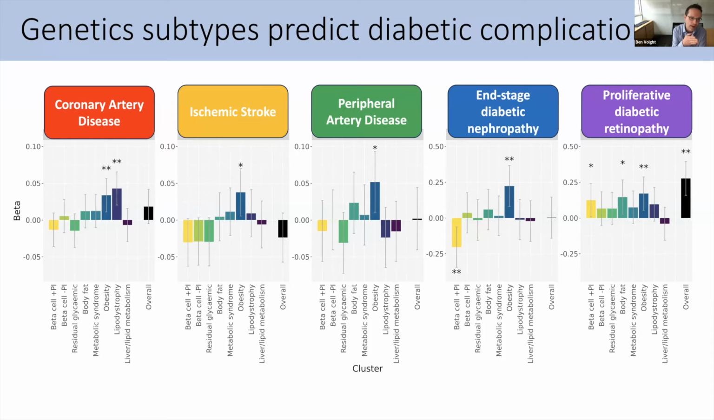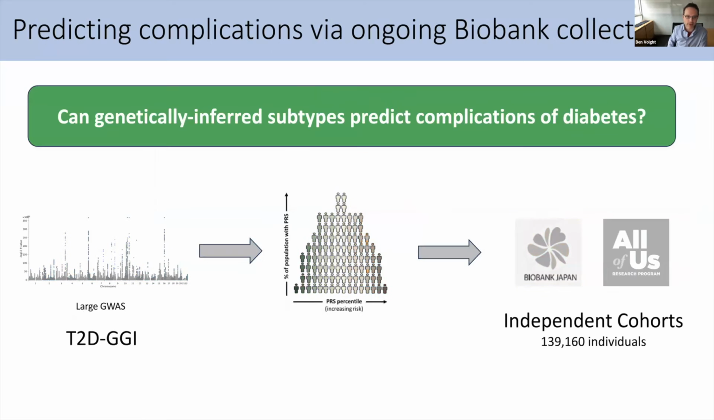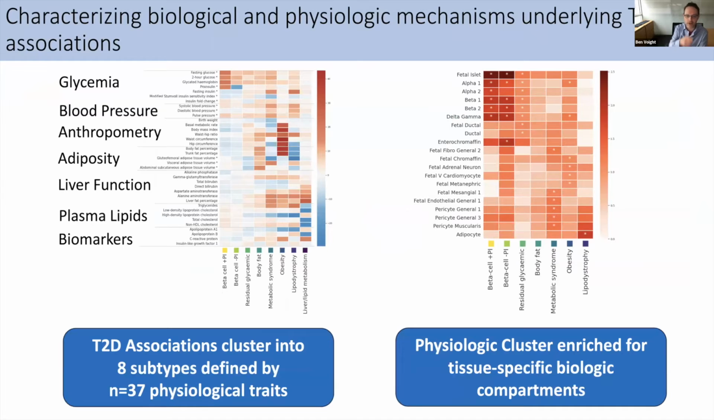So for example, beta cell plus PI, the PI stands for proinsulin. If you go back to the cluster model here, if you look at that first cluster, what you'll see is that between beta cell plus proinsulin and beta cell minus proinsulin is the fact that in the first column, type 2 diabetes risk variants are associated with higher proinsulin levels, versus the second cluster, where type 2 diabetes risk alleles are associated with lower proinsulin levels.